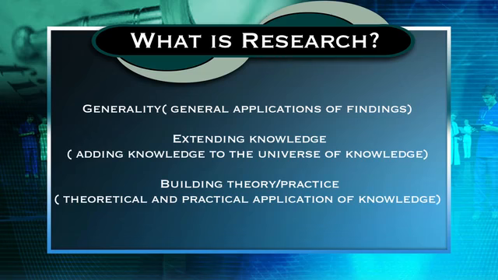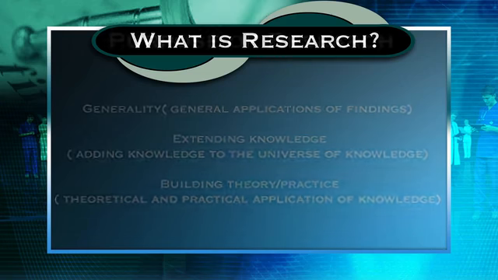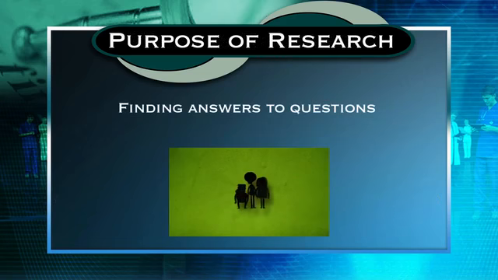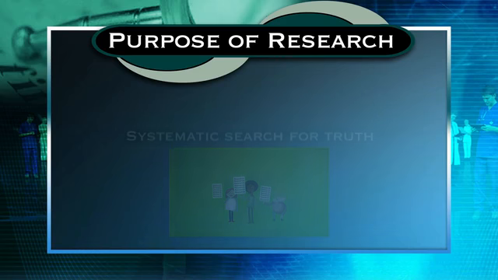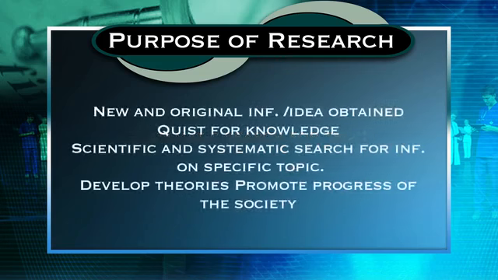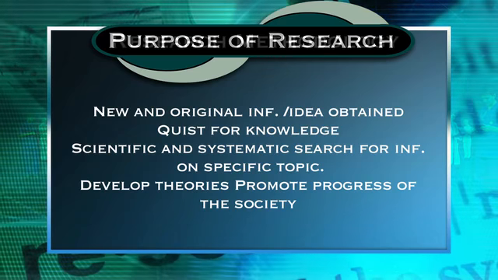building theories. Now let us have an idea of the purpose, why research is being conducted. Research is conducted to find answers to questions. Researchers, the persons who conduct the research, have some questions, and through research those questions are addressed in a systematic search for truth. Research also produces new and original information or data, and man through the ages has had a quest for knowledge. So the thirst for knowledge is also a cause of research. Scientific and systematic information on a specific topic is also discovered through research, along with developing theories. Ultimately, the purpose of research is the progress of mankind, the progress of society.